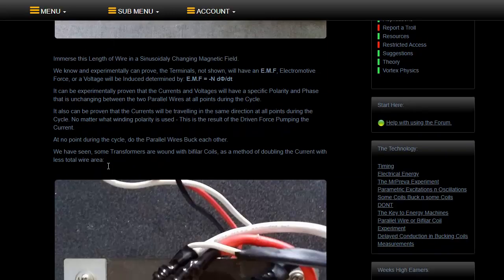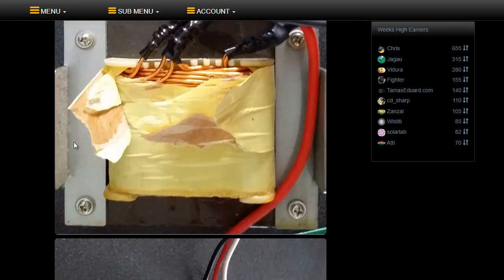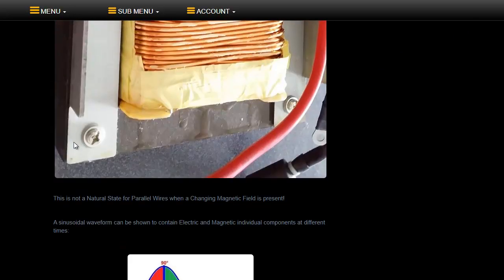So I urge all readers, go back, have a bit of a read of this thread. It is an important thread. Again, in transformers we have parallel bifilar wires that are wound and connected on the ends all the time. The two wires double the current for a smaller wire mass in the core. That's why they do it that way.